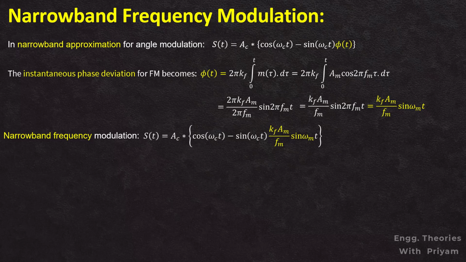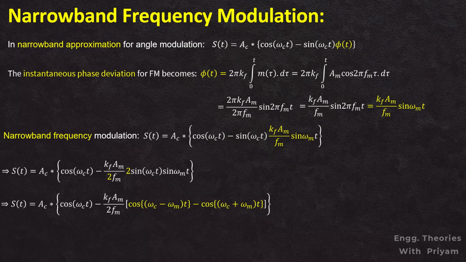Now we will divide and multiply this term by 2. Then we will employ the trigonometric identity 2 sin A sin B, which is cos(A − B) minus cos(A + B). Here this angle modulated signal s(t) will become Ac [cos ωct + Kf Am/2fm (cos(ωc − ωm)t − cos(ωc + ωm)t)]. Now we will multiply Ac with the terms. Then the angle modulated signal will become s(t) = Ac cos ωct + Ac/2 Kf Am/fm cos(ωc − ωm)t − Ac/2 Kf Am/fm cos(ωc + ωm)t.